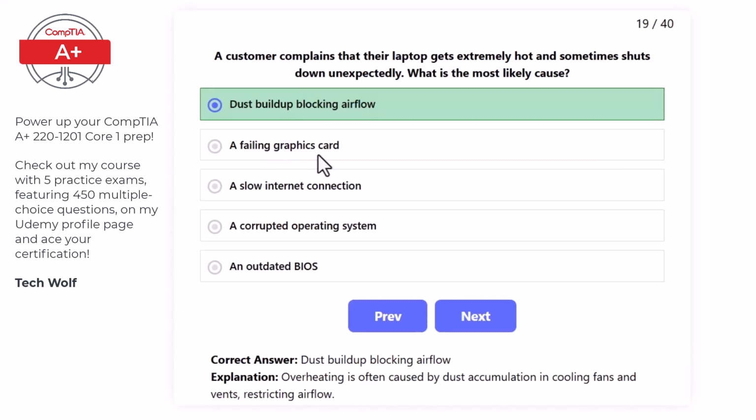nothing to do with a failing graphics card, as a graphics card wouldn't shut down your computer, and a slow internet connection also has nothing to do with shutting down your computer. A corrupted operating system could be the problem, but then you would see different errors before it happens, and an outdated BIOS is just for starting up, and you would probably see some errors if it had to do with the BIOS.